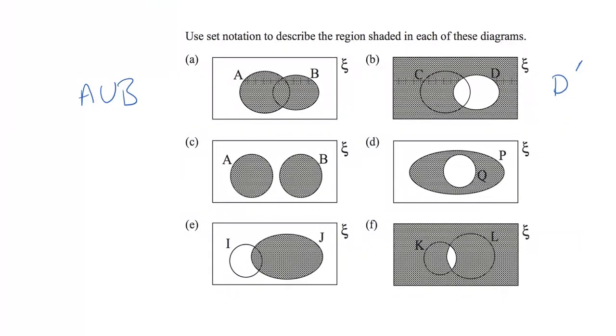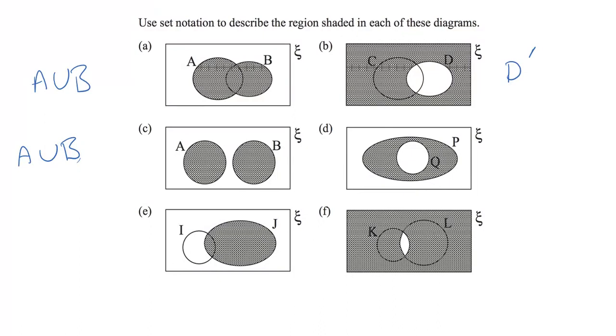In C, well, we have two disjoint sets. They don't touch each other. The intersection of that is the empty set, but that doesn't mean anything. It doesn't matter. We could certainly say that this is A union B again, right? It's the things in A or the things in B.